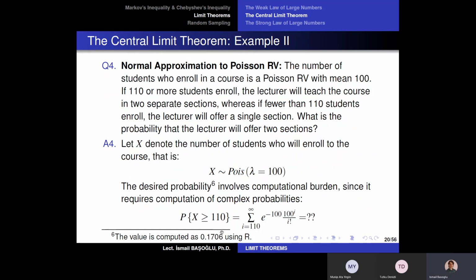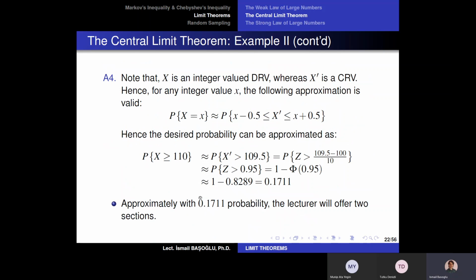Now remember, what was the true value? The true value was 0.1706. My approximate value was 0.1711. I think that is a good approximation. Now I could have solved this question without using any computer actually in the solution.